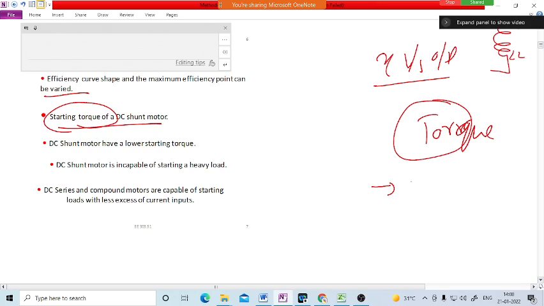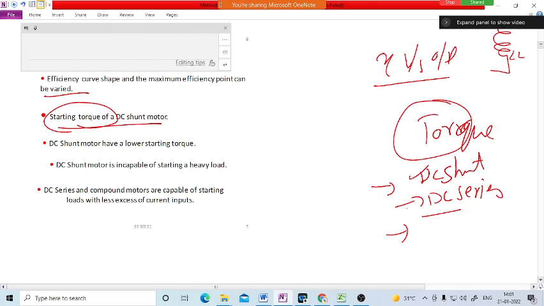So here, the DC shunt motor curves will be different and the DC series motor curves will be different, because the shunt motor runs at constant speed, while the series motor has high starting torque and high running torque also. Coming to the compound motor, it is capable of starting torque, with excess current input, because at starting it draws heavy, high current.